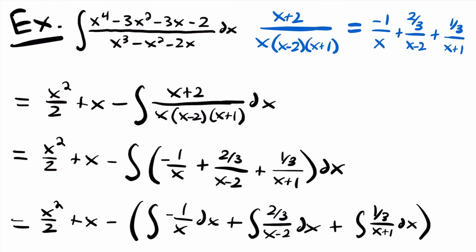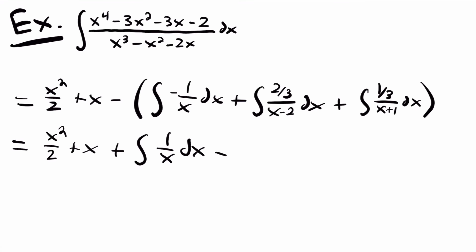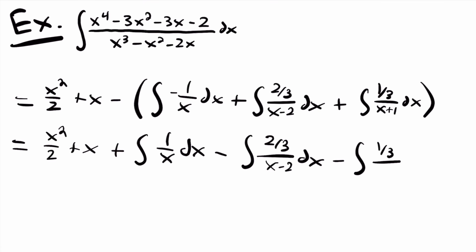Okay, now if I clean up my work, let's distribute this negative to each one of these integrals. So this will be equal to x squared divided by 2 plus x minus this integral, but those two negatives will cancel out. So we will have plus the integral of 1 divided by x times dx. And then we will have minus the integral of 2/3 divided by x minus 2 times dx. And then we will subtract the integral of 1/3 divided by x plus 1 times dx.